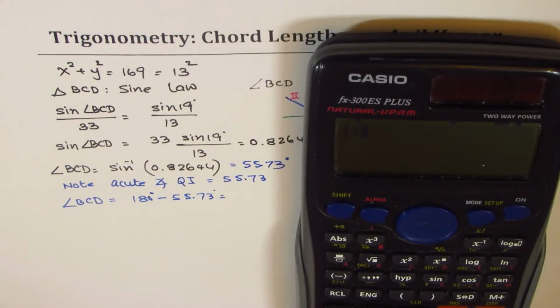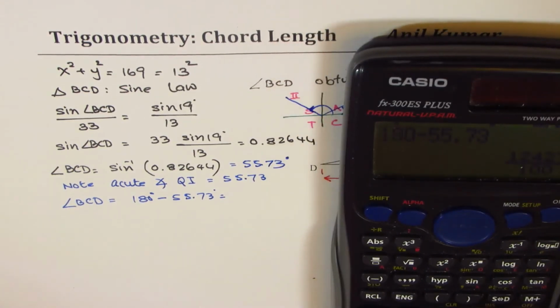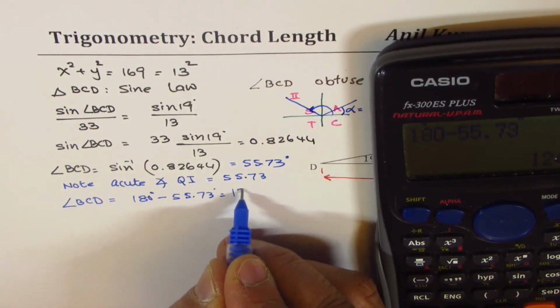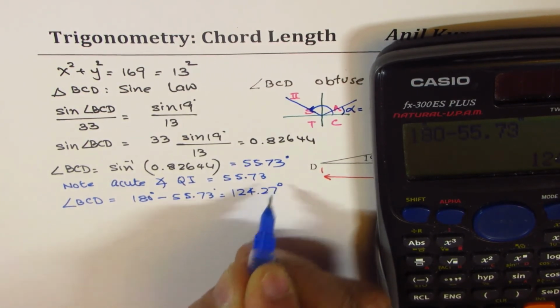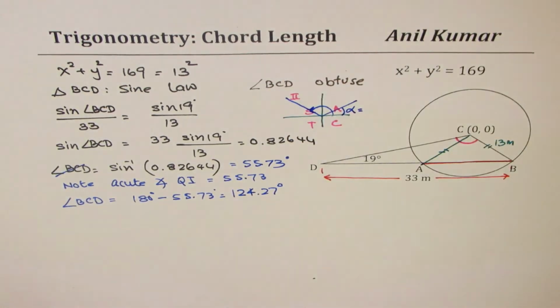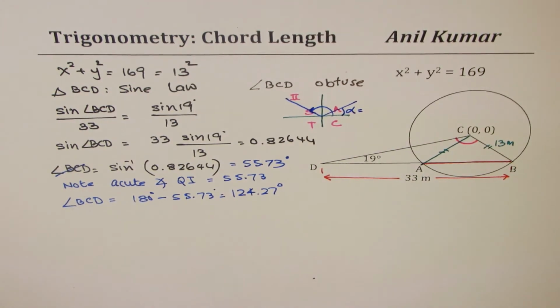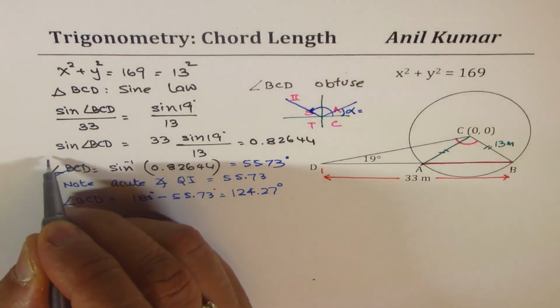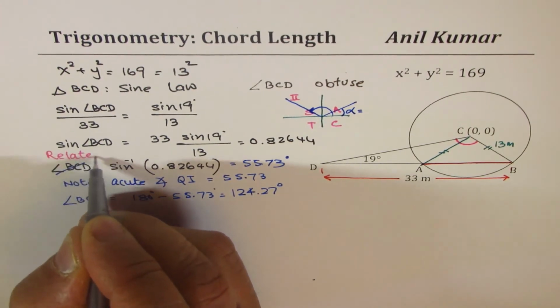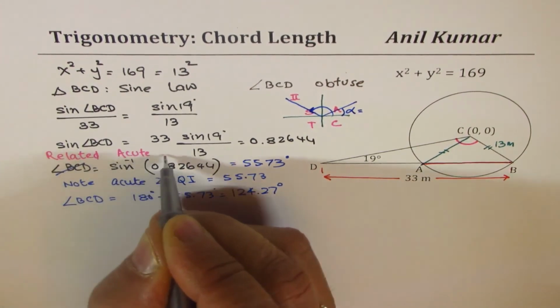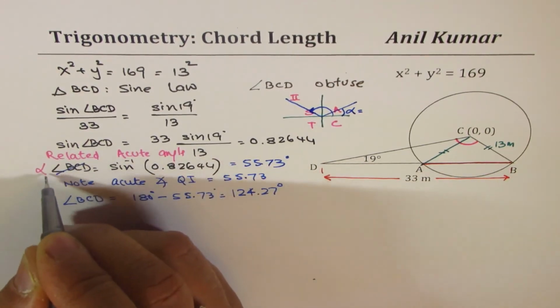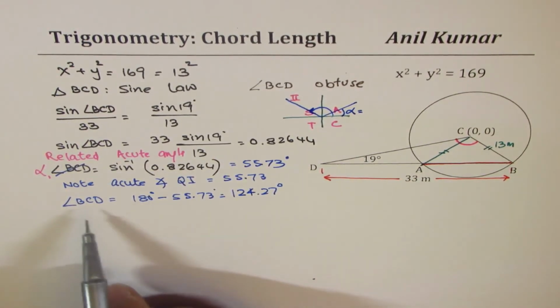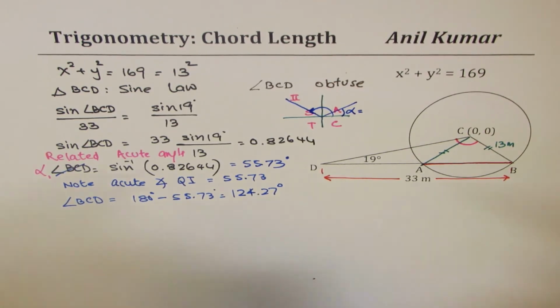So the actual angle is 180 minus 55.73. So that is why this question is kind of typical. So we have 124.27 degrees as the angle BCD. So here I should not have written BCD, but we'll find the related acute angle alpha. Do you understand? And then we'll find the angle BCD by the concept which I was just talking about. I hope this point is very clear.